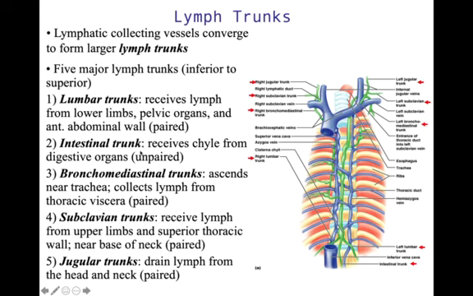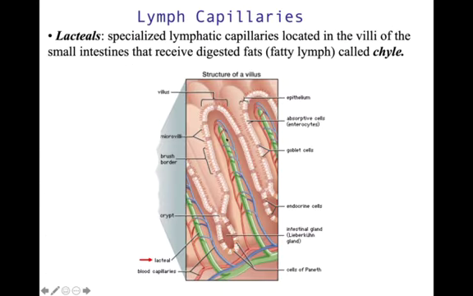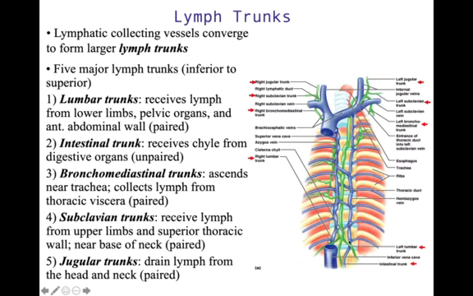The intestinal trunk is going to receive the chyle coming from the digestive organs. So again, if we look at what that means, remember, these are called lacteals. These are specialized lymph capillaries you find within your intestines, and they receive fat from your diet. So we take lymph and we take fat, now we have a fatty lymph, we call that chyle. So ultimately that chyle makes it to where? It's going to make it to this intestinal trunk right here. Again, this is unpaired, there's only one of them. You see it right there.